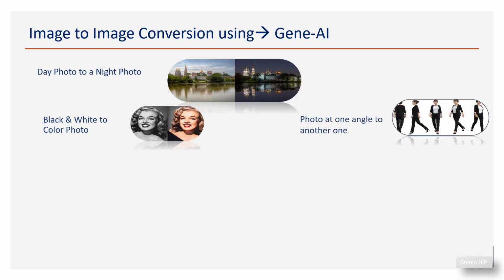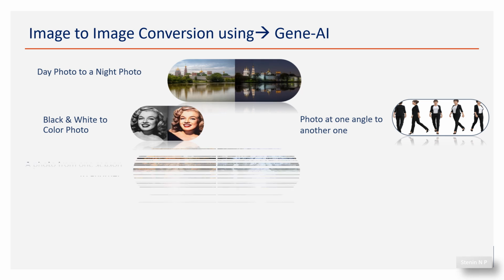Then, a photo can be changed from one angle to another. You can see this lady here. She's in a front pose, and it can be seen how she would look from a side angle. When the person is walking sideways, backways, all this can be generated.